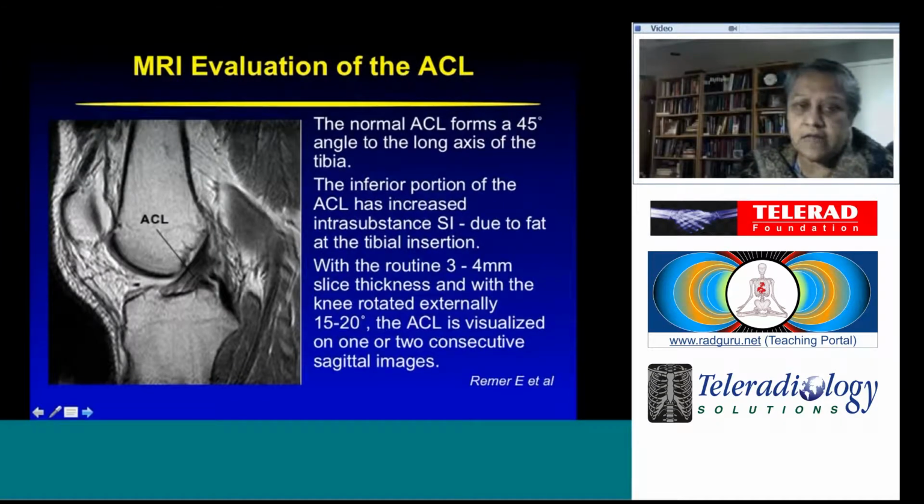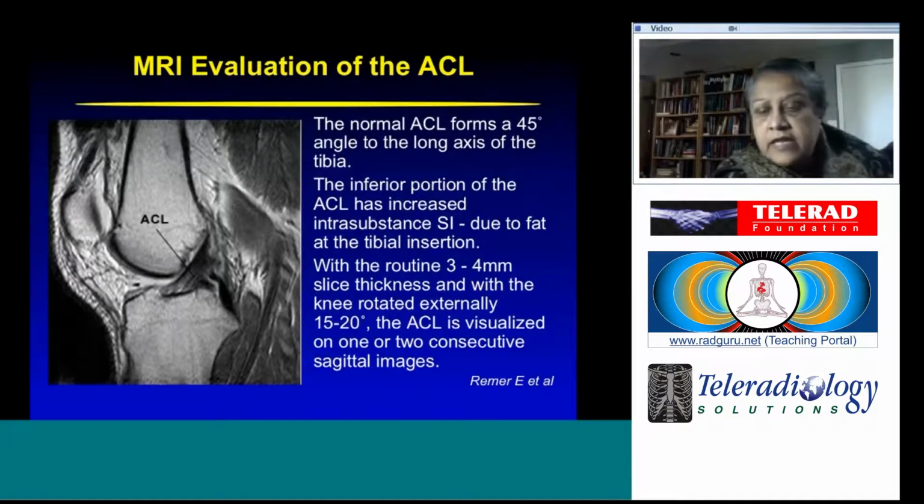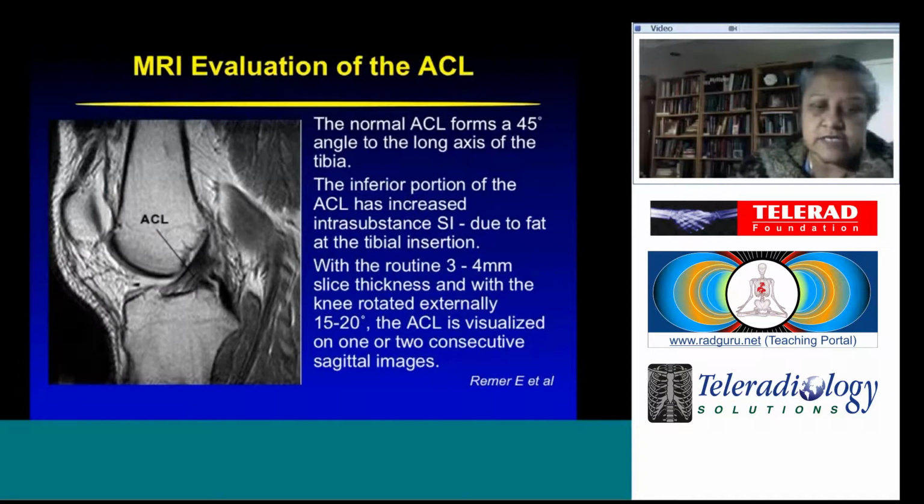Now the normal ACL forms a 45-degree angle to the long axis of the tibia. So if this is the long axis of the tibia, you'll note that here the ACL is forming a 45-degree angle. The inferior portion of the ACL, as I mentioned earlier, has increased intrasubstance signal intensity at the tibial insertion due to fat, which is incorporated in the bundles of the ACL. With the routine 3 to 4 millimeter slice thickness and with the knee rotated externally at 15 to 20 degrees, the ACL is visualized on 1 or 2 consecutive sagittal images.